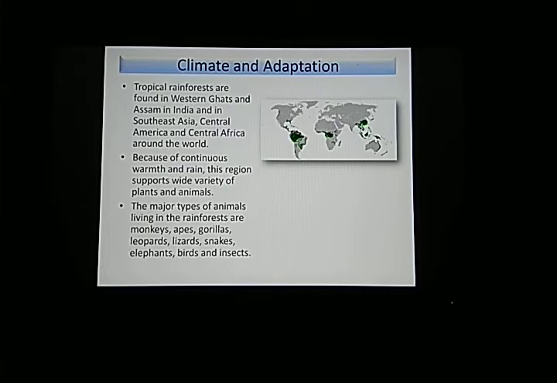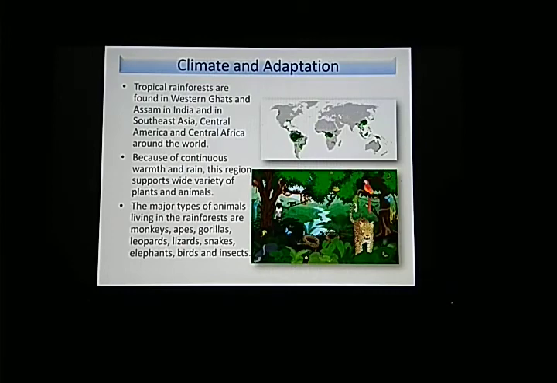Now the major types of animals living in those rainforests are monkeys, apes, gorillas, leopards, lizards, snakes, elephants, birds and insects. So all the deadly creatures are mostly found over there. From the names themselves you can see in this list. So this is one picture depicting those. These are leopards. This is a python, you can see here. Many different kinds of birds, insects, monkeys, apes, gorillas, all these things you find in those tropical rainforest regions.